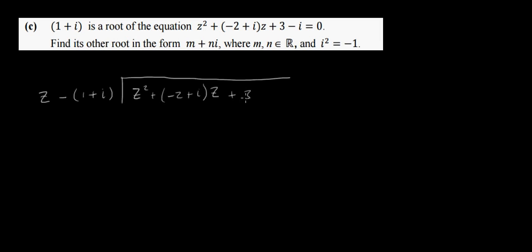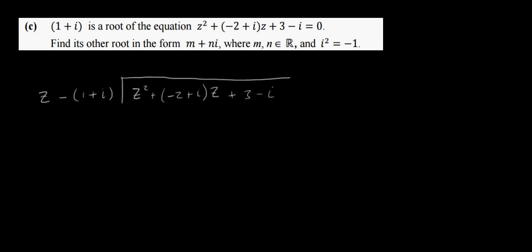I'm going to take z minus this 1 plus i, and I'm going to divide it into z squared plus minus 2 plus i times z plus 3 minus i. And so I should end up with another factor up here, and from that then I should be able to get my root from that.